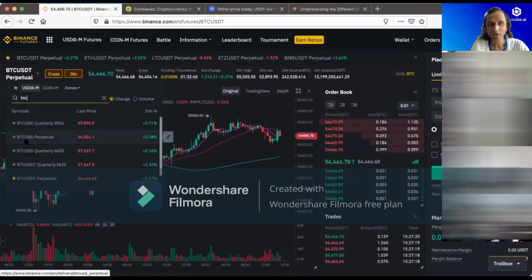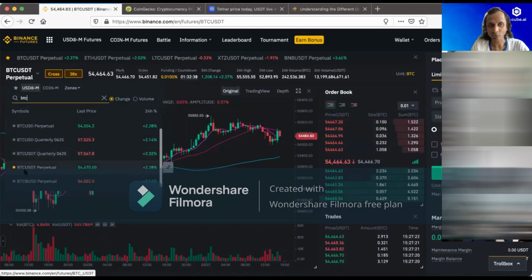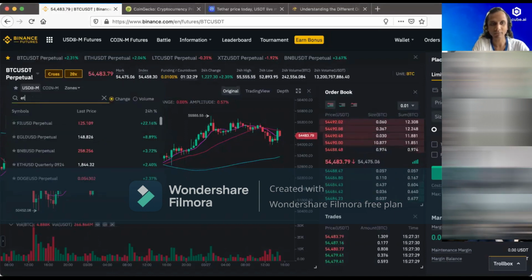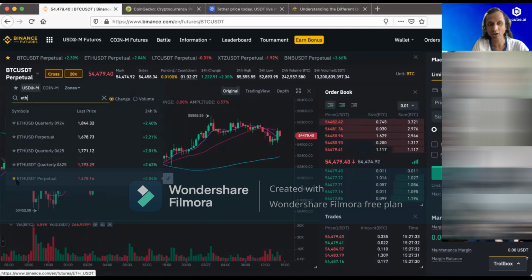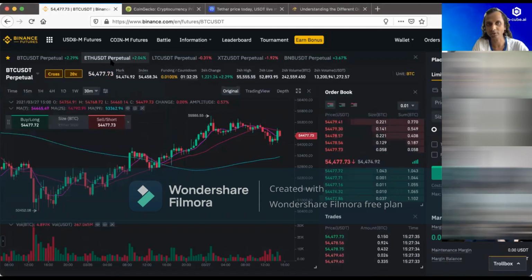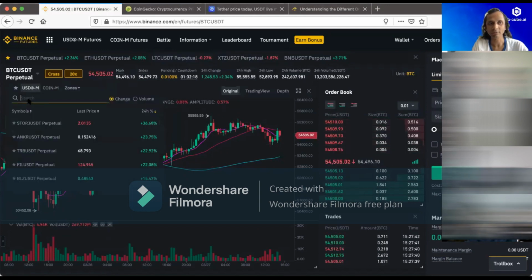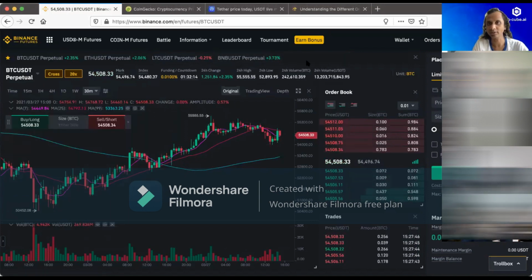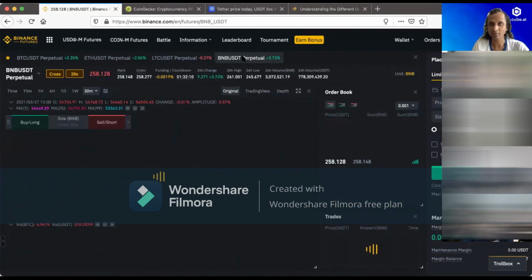Here, let's take this USDT pair, and I have already put a star here. When you put the star, it appears here on the top. And you see I have ETH perpetual. I put the star here and it appears here. In the same way, I did it for LTC, XTZ, BNB. If you want to remove one, go to XTZ, and remove it. You see, it disappears from here. So right now, that is BNB.